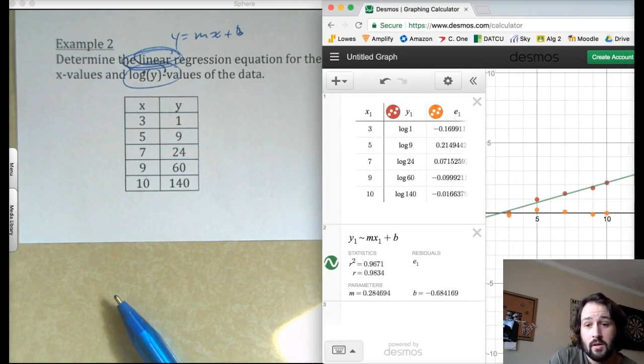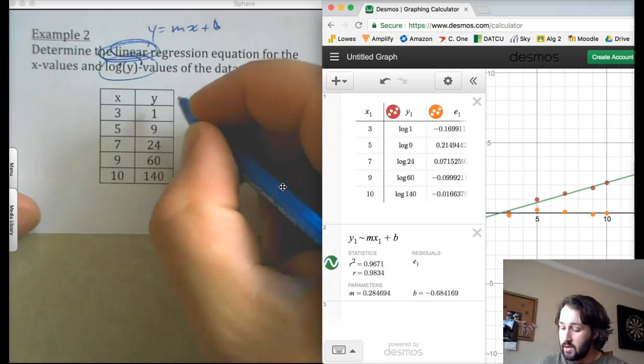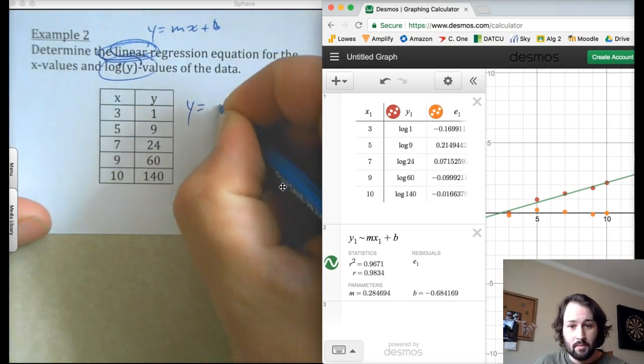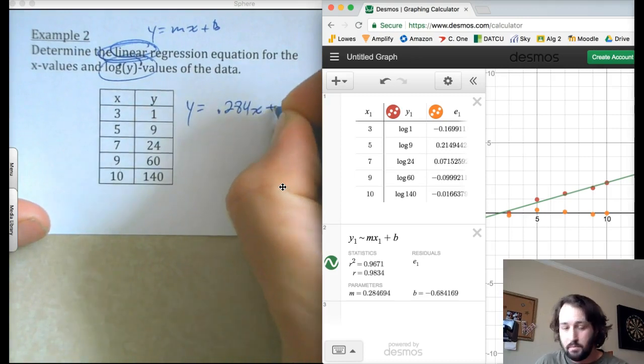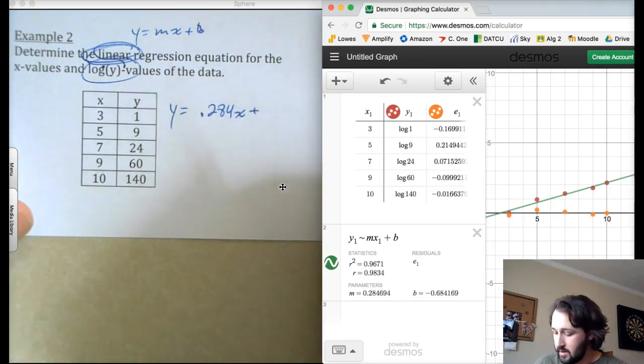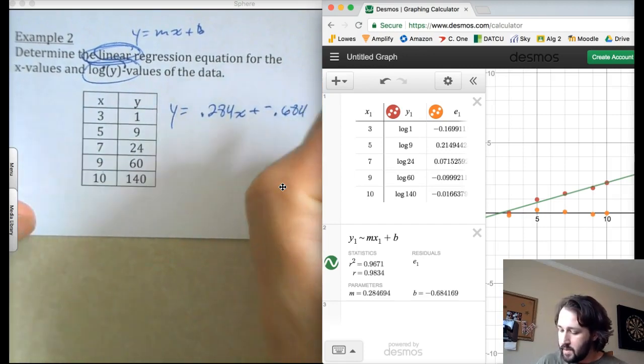You'll write the linear equation using the m and the b. Really the big thing that I wanted you to see here was notice it says log of the y values. So instead of just typing the y values, make sure you type in log of the y values. So read the questions very closely. They're going to try to trick you up like that. But here you're just going to do y equals mx plus b. So y equals 0.284x plus b, which is, well, I shouldn't have said plus, but negative 0.684.